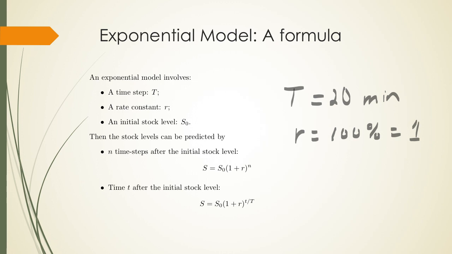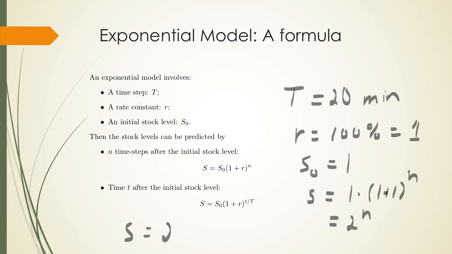Suppose we start with a bacteria colony with a single bacteria. Then S0 is equal to 1. Our formula then becomes S is equal to 1 times (1 plus 1) to the n, or 2 to the n. If we wanted to predict how many bacteria there will be after 1 hour, this corresponds to 3 time steps. We'd get S is equal to 2 to the third, or 8 bacteria cells. There will be 8 bacteria after 1 hour.